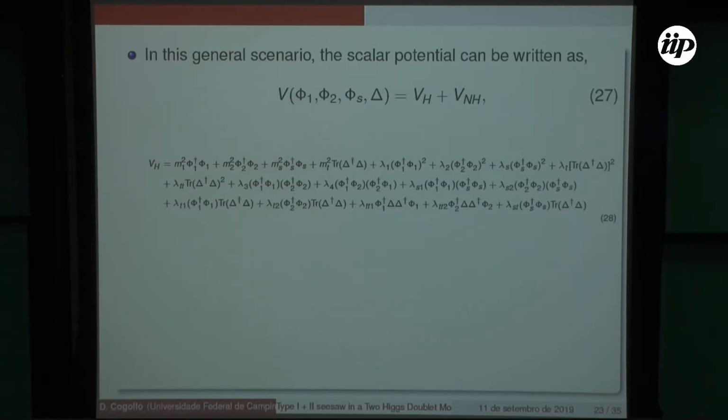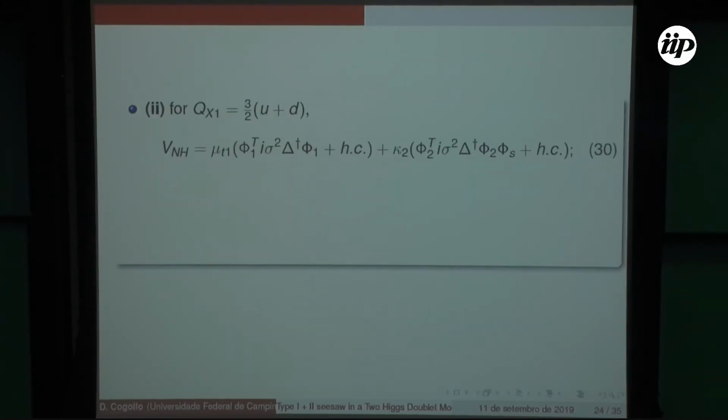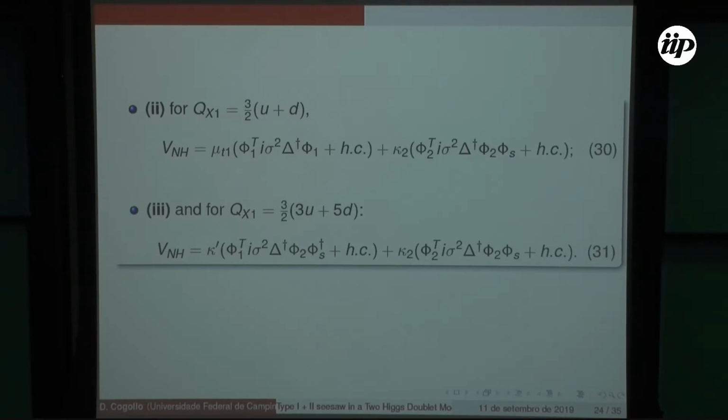Okay, in this general scenario, we have here the most general potential that includes the two doublets, a singlet, and the triplet. This is the more general potential that includes all these scalars. And we divided this potential in two parts, the Hermitian part and the non-Hermitian part. For the non-Hermitian part, we have three possibilities, depending on the charge of the phi 1 doublet. Here I show you the three possibilities, okay? And this is the general case. Remember that this is the general case when we are introducing right-handed neutrinos, and doublets, triplet, and singlet.